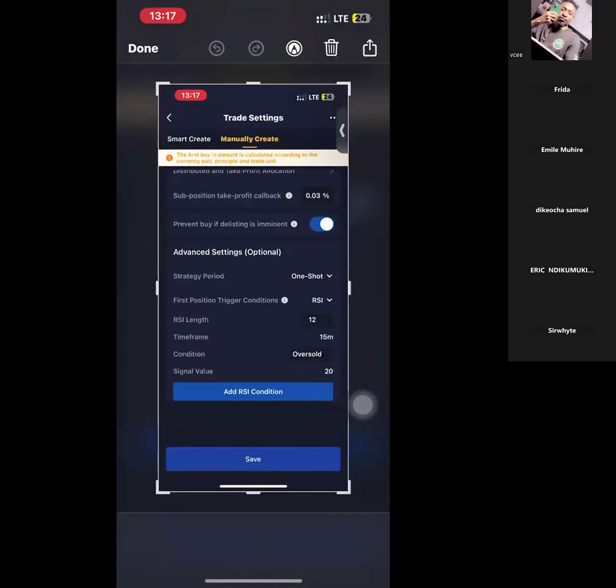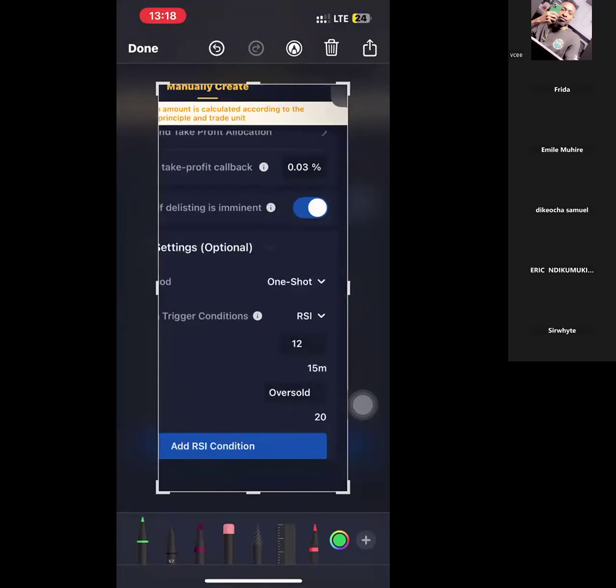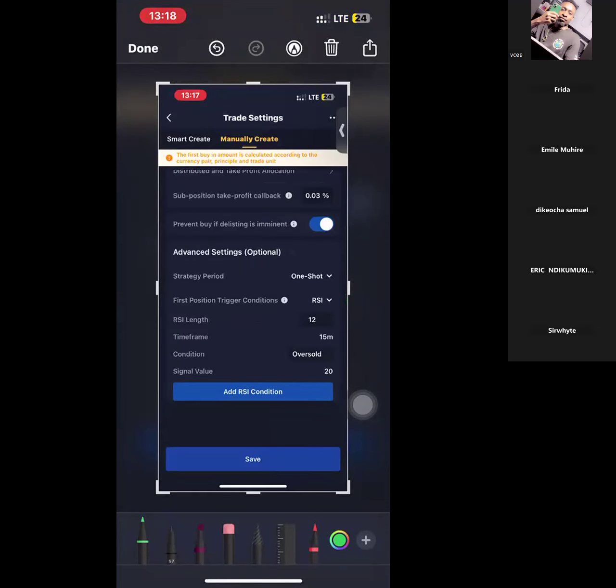This first position triggering condition. You don't need it. You don't need all this RSI. You don't need to put MACD here. You don't need golden cross. Some people are mistaking this for golden cross. This is not the same as the golden cross that we've been teaching before. This is a different technique.